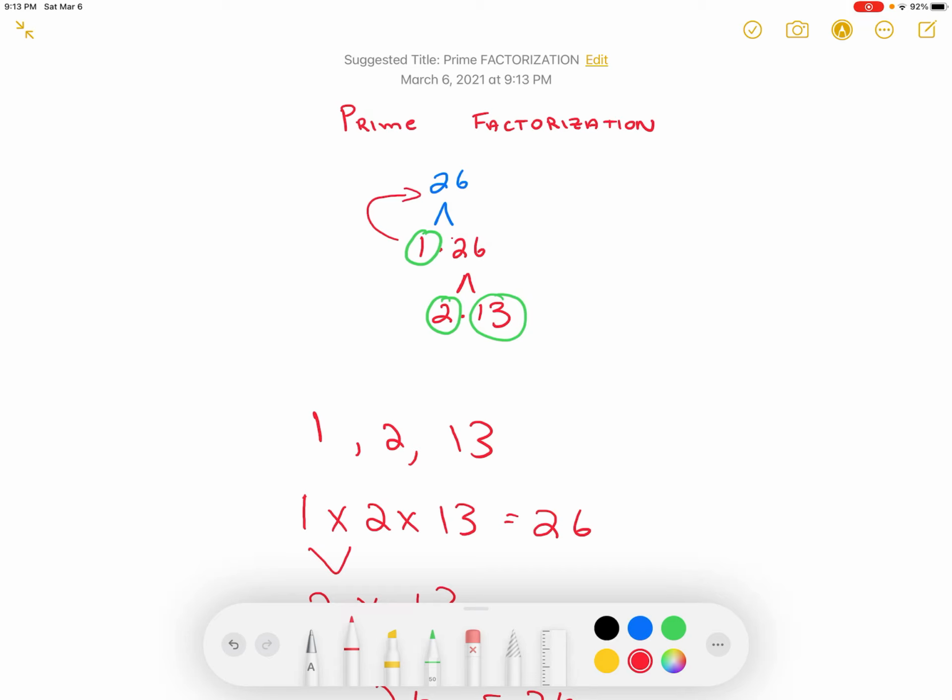The reason we call this prime factorization is because each of these numbers, each of these factors is prime. 1 is a prime number, 2 is a prime number, 13 is a prime number because they only have 1 times themselves as factors. So we've turned all of those into prime factors.